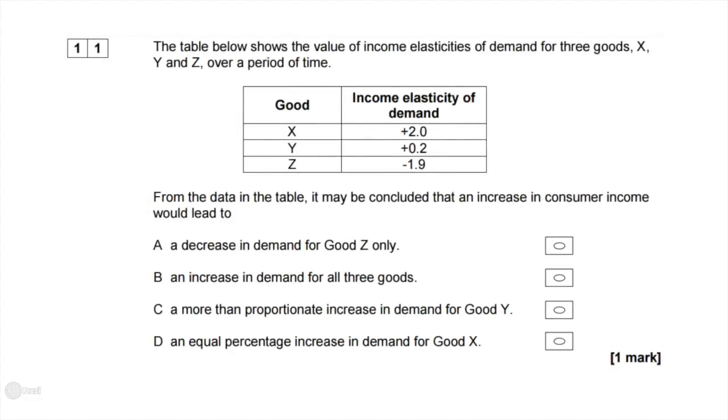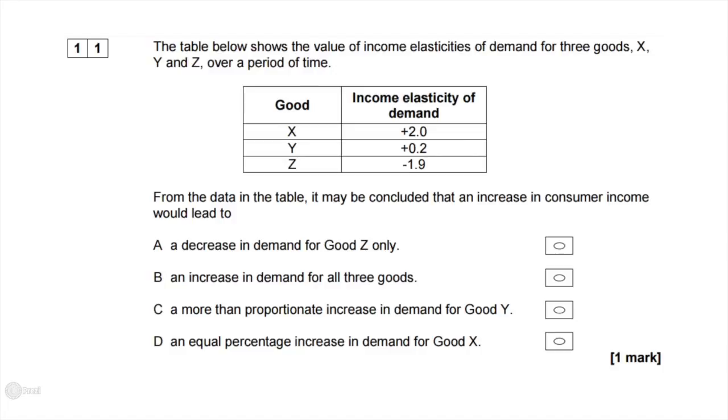Now we will look at question 11 to question 15. Question 11 says, the table below shows the value of income elasticity of demand for three goods X, Y, and Z over the time period. From the data in the table, it may be concluded that an increase in consumer income would lead to, and there's the options there, A, B, C, and D.